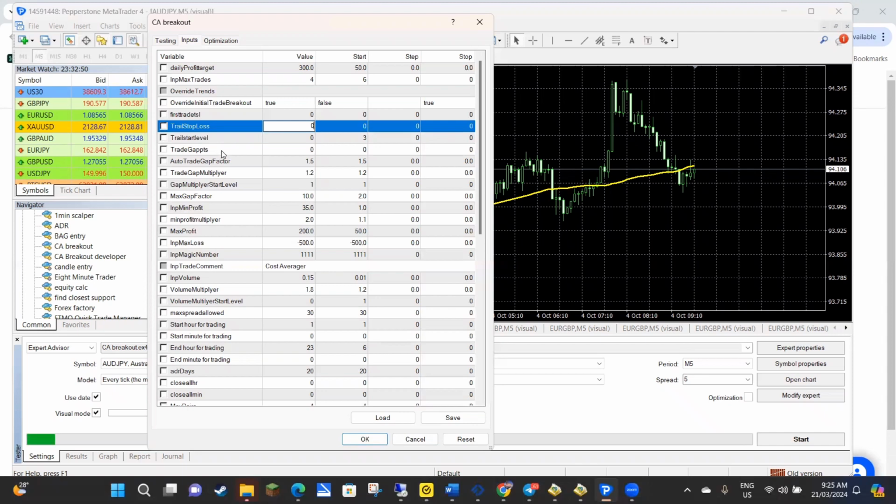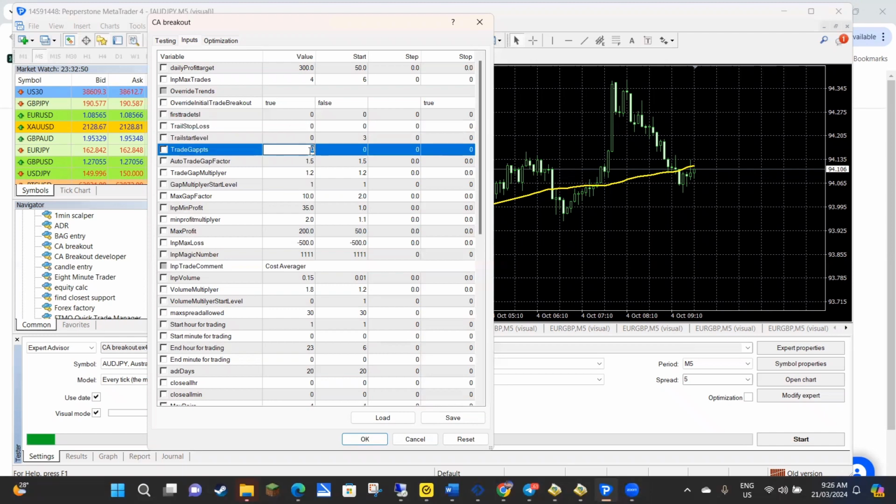Now, the next few settings are all covered in the cost averager software, but I'll just race through them quickly. The trade gap in points, you can set, if you want all your trades, or at least your first 2 trades, to be exactly 20 pips apart or 200 points apart, you would just type that in there. That was originally how the software was, and I've left it there just to give you more options.